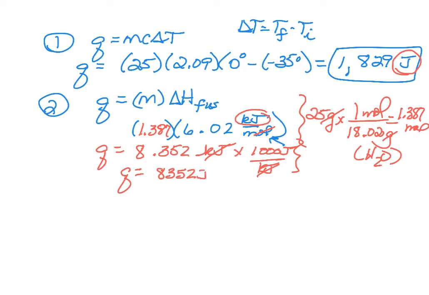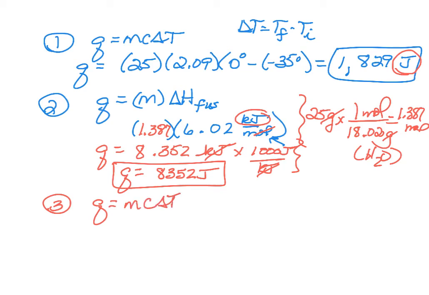Okay, so here's the heat for step 2. We have one more step, and that is using Q equals m c delta T. It's a sloped area of the curve, and that is taking it from the melting point of 0 degrees up to 65 degrees. So let's go ahead and plug that in.